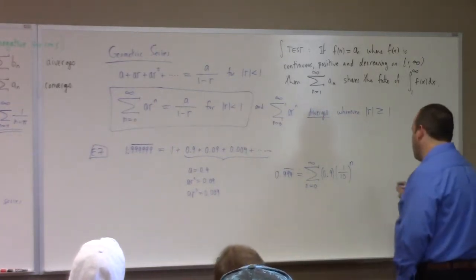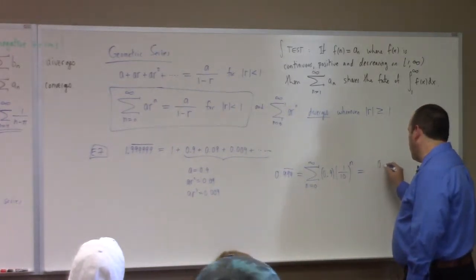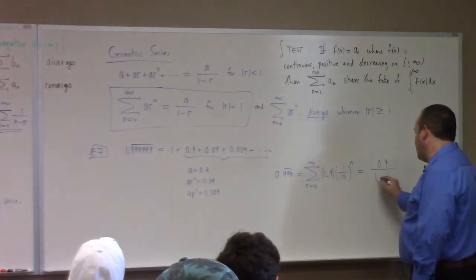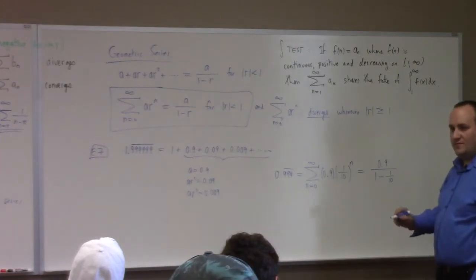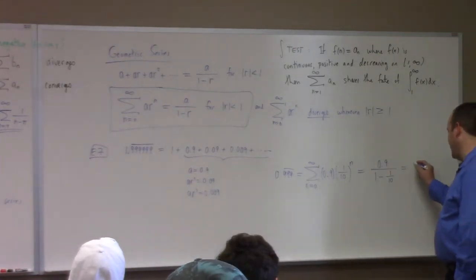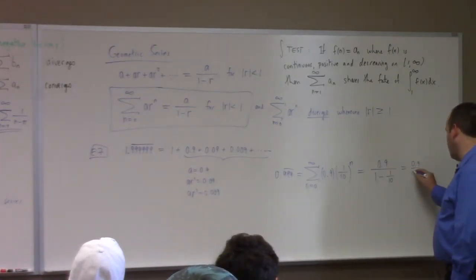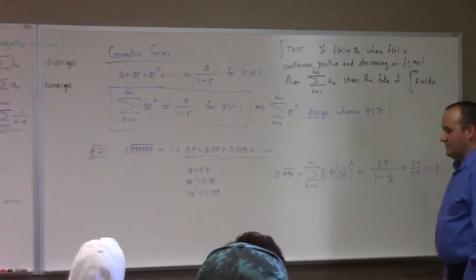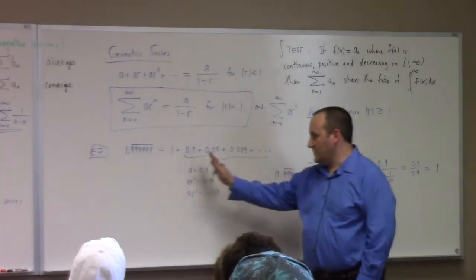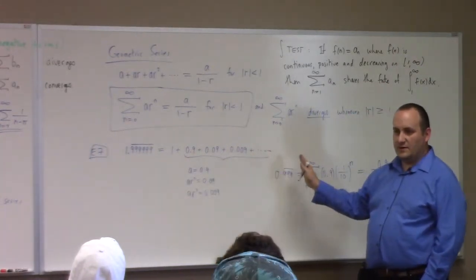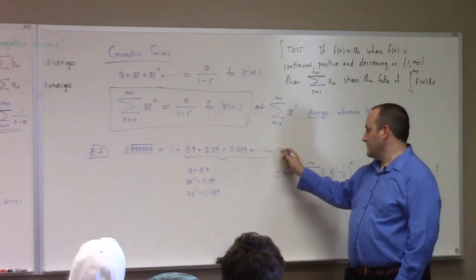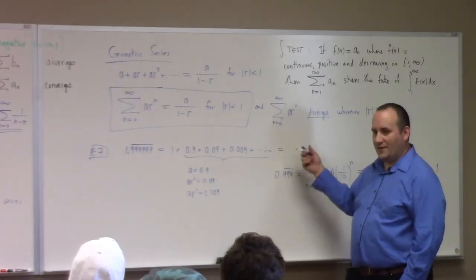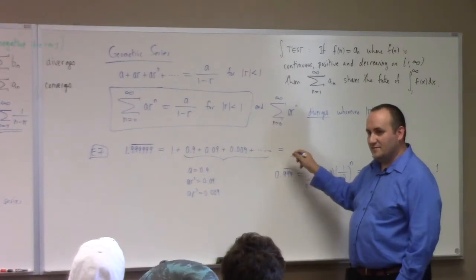So by the geometric series result, this is 0.9 divided by 1 minus 1/10, which is, of course, 0.9 over 0.9, which, by the way, is 1. So this stuff here converges to 1, right? So 1.9999 repeating is equal to? You knew this without calculus already, right? 2, yeah.